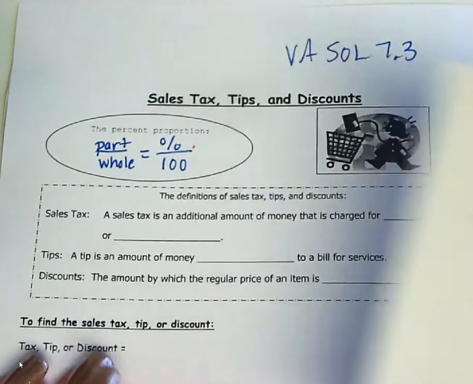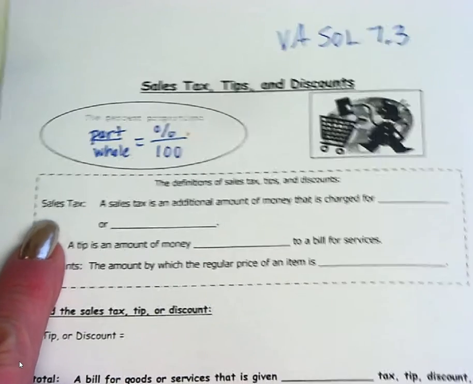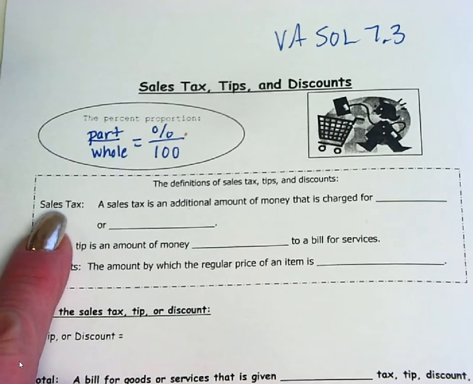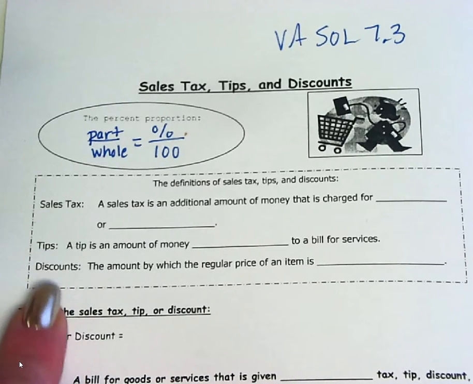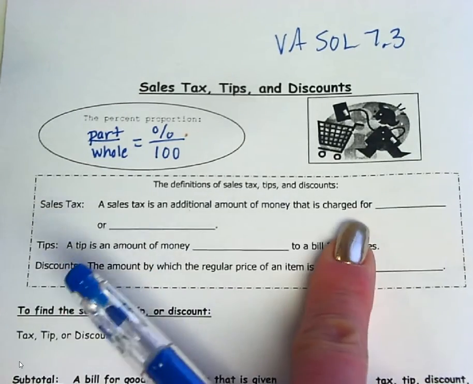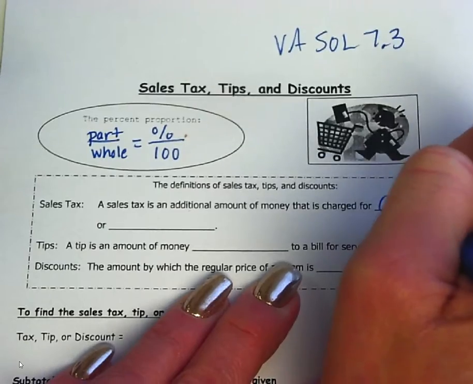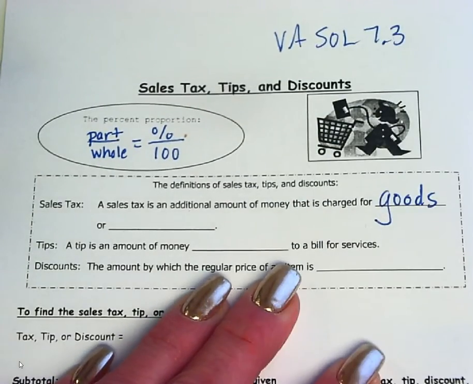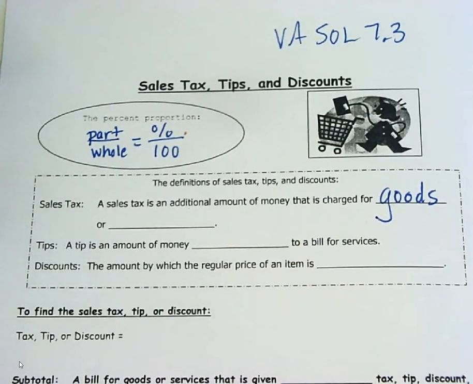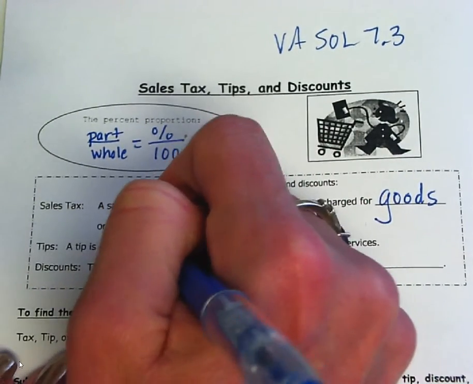But now we're going to look at what we do to get the exact amounts. So we've got three different things we're going to talk about: sales tax, tips, and discounts. So sales tax is an additional amount of money that is charged for goods. And goods is just things that you buy. They're called goods. You might have learned about that in your history classes. Or you also pay tax on services.